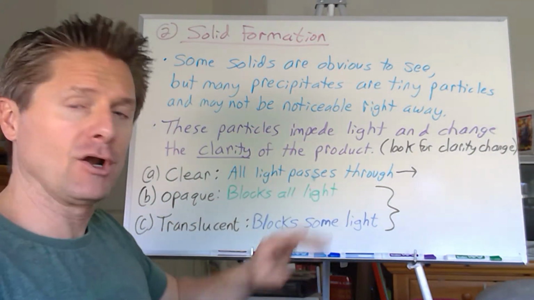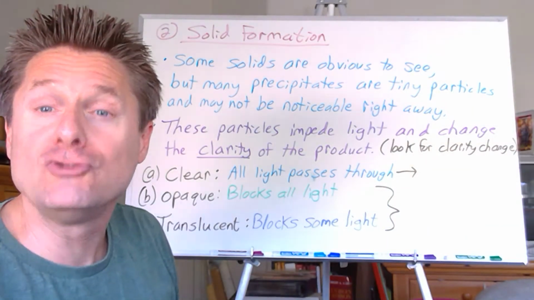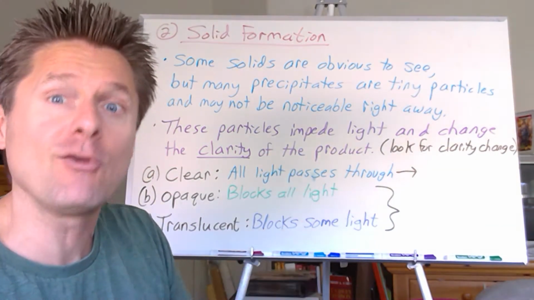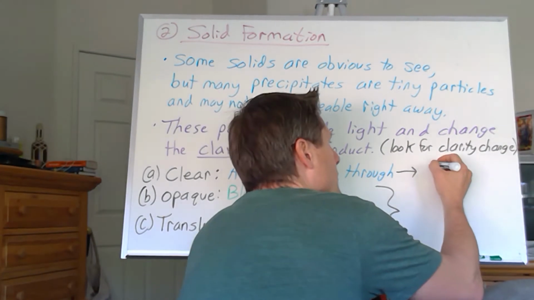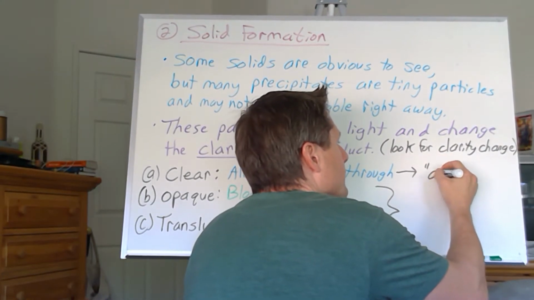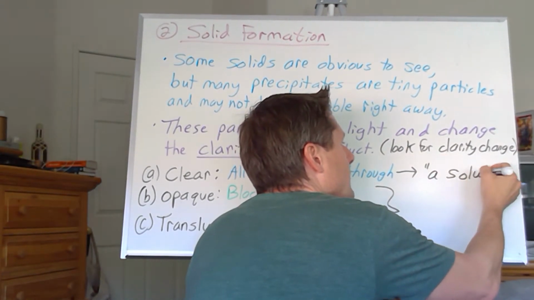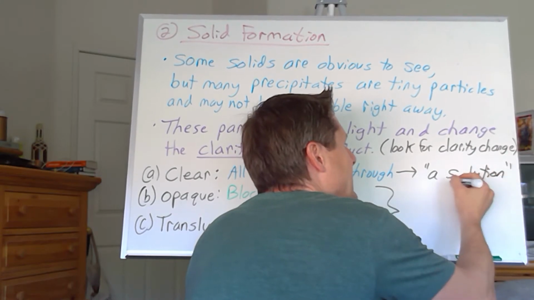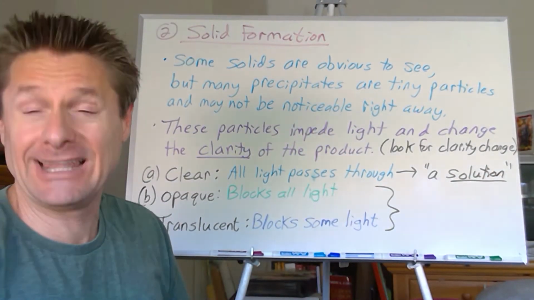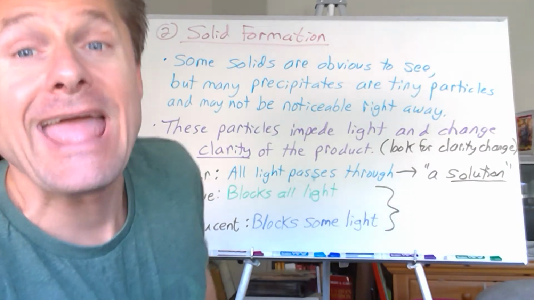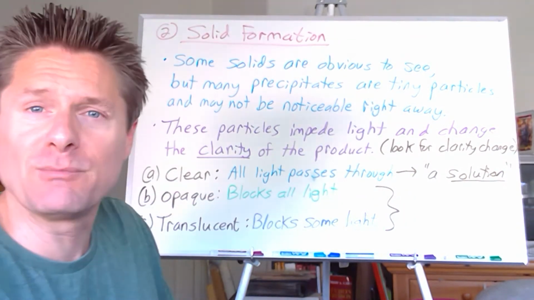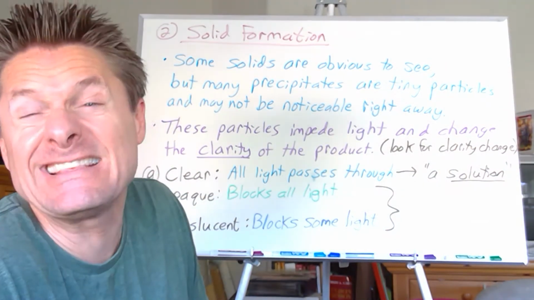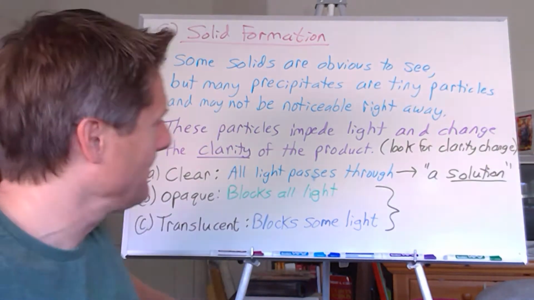Anything perfectly clear, we're going to call that a homogeneous mixture. It looks the same throughout, aka a solution. So anytime you form a product that's clear, we're going to call that product a solution. I guess you could call it a homogeneous mixture, but we'll just call that a solution because it's easier. It's less painful on your hand muscles.